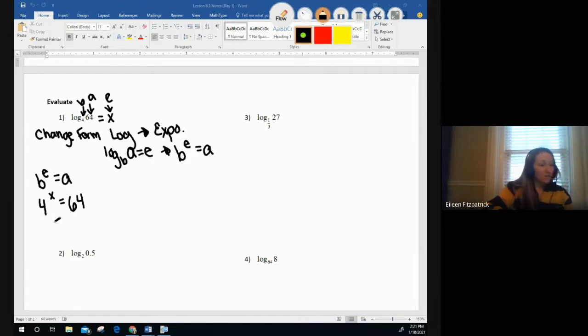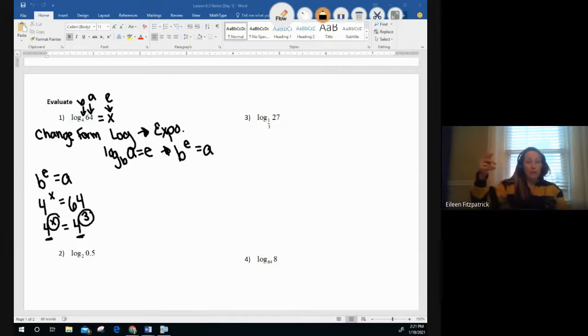Or could I write both as 2 to the something? What I mean by that is 4 to the x, that's not going to change. But can you rewrite 64 as 4 to the something? It's 4 to the third. Okay, 4 times 4 times 4 equals 64. And then once the bases are the same, you can set the exponents equal to each other.